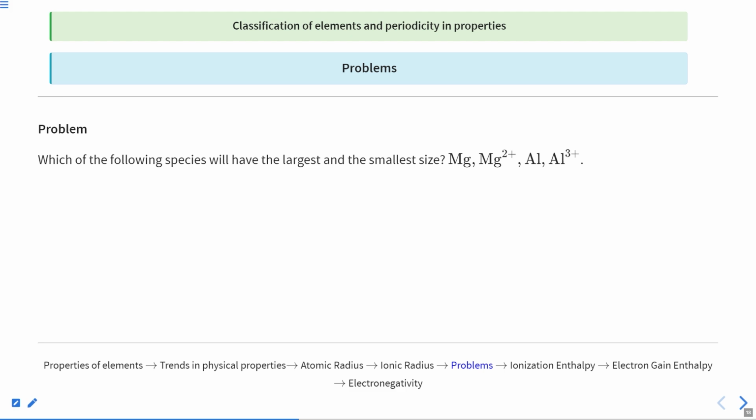Hydrogen, helium, lithium, beryllium, boron, carbon, nitrogen, oxygen, fluorine, neon, sodium, magnesium, aluminum. So it falls in the fourth series. Magnesium also falls in the fourth series. What about aluminum? Aluminum is in the third series, right? Clear? Okay. Now we will look upon the charge, right?